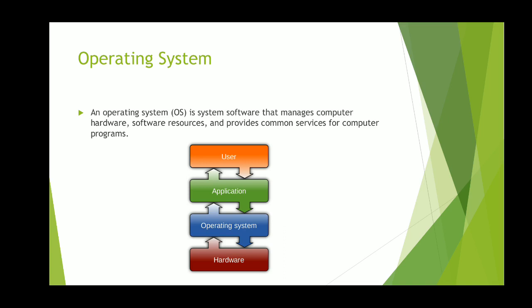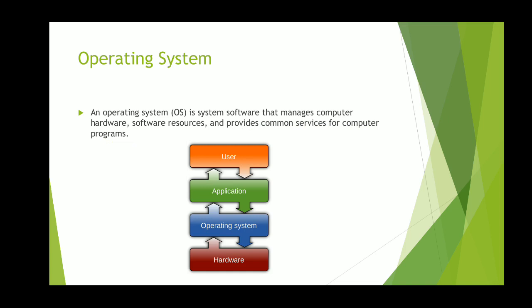So the main function of an operating system is to manage the hardware, and it also provides an environment for the application software which we install on that computer or on that device. An operating system is defined as software that manages computer hardware and software resources and provides common services for computer programs.